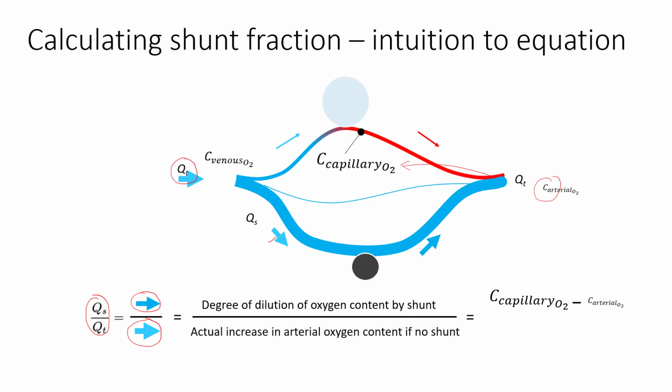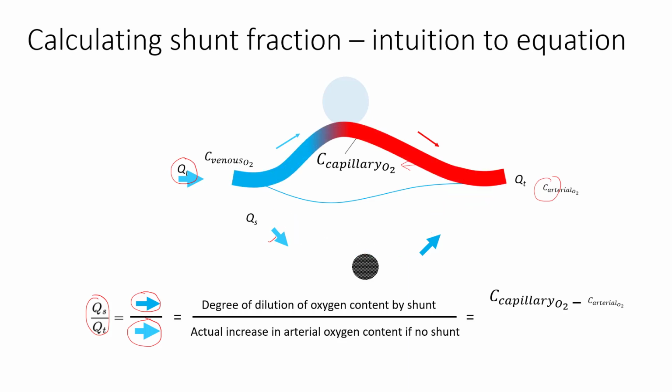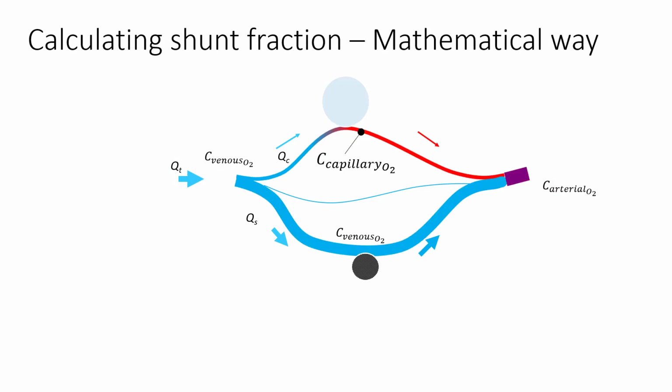The total QT will be found by the actual increase in arterial oxygen content if there was no shunt. That means the maximum C arterial could ever achieve would be C capillary O2. So we can get the QT by subtracting the C venous from C capillary. The ratio of this would be QS by QT.